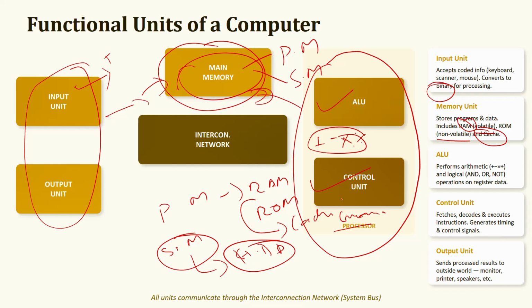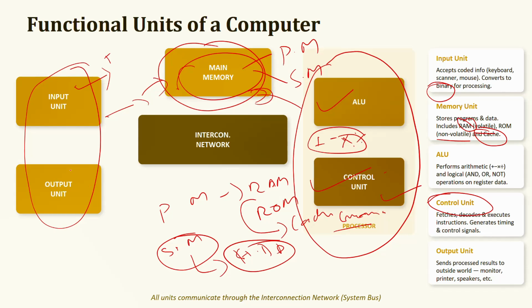The next thing we are going to see is the control unit. Here the control unit majorly does what? It fetches, decodes, and executes the instructions given in the processor, which means generating the timing and control signals. This comes under the topic of the control unit.